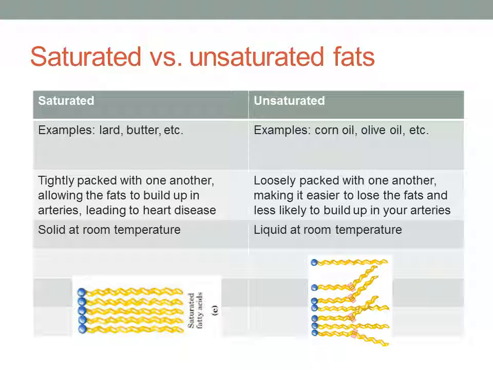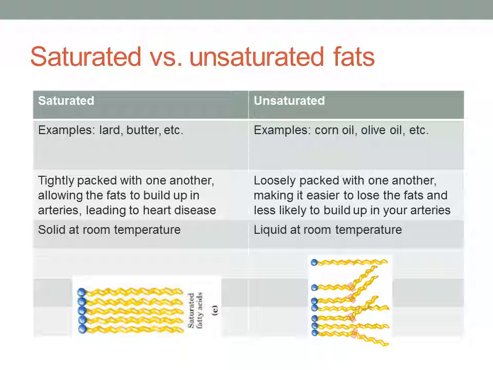Two different types of fats that you've probably heard of are saturated versus unsaturated fats. Saturated fats tend to be the quote-unquote unhealthy ones. If you look on the left side of the table, you'll see that the examples would be things like lard and butter. They're actually very tightly packed with one another, which makes fats very easily build up in your arteries, which can lead to heart disease.